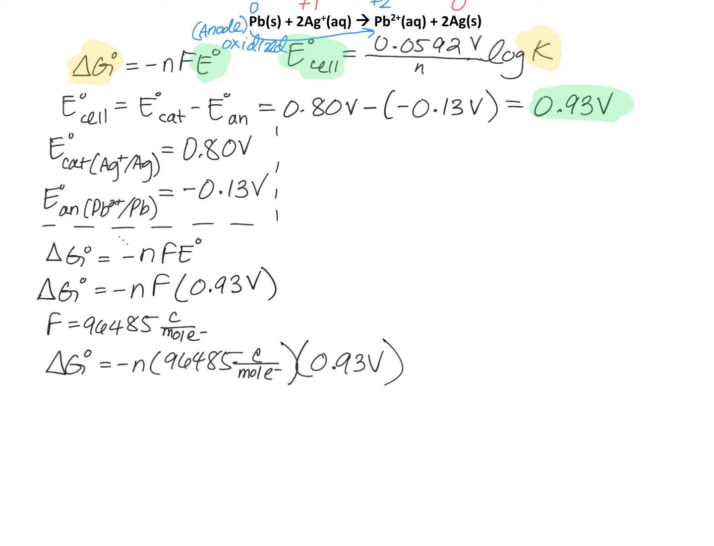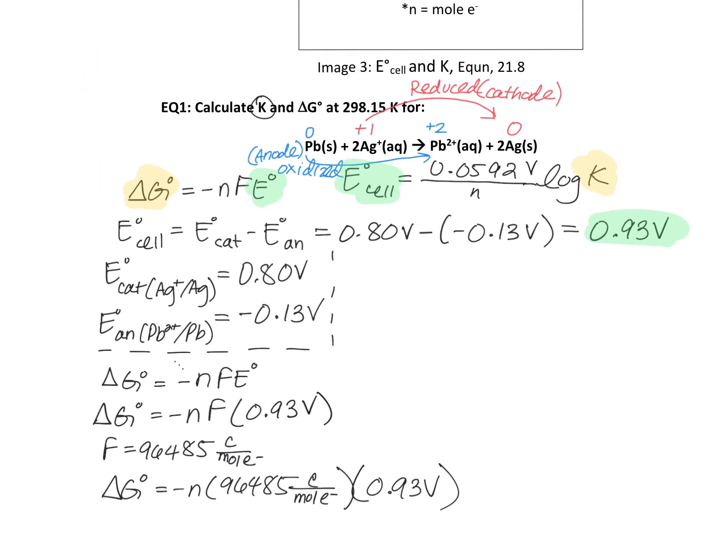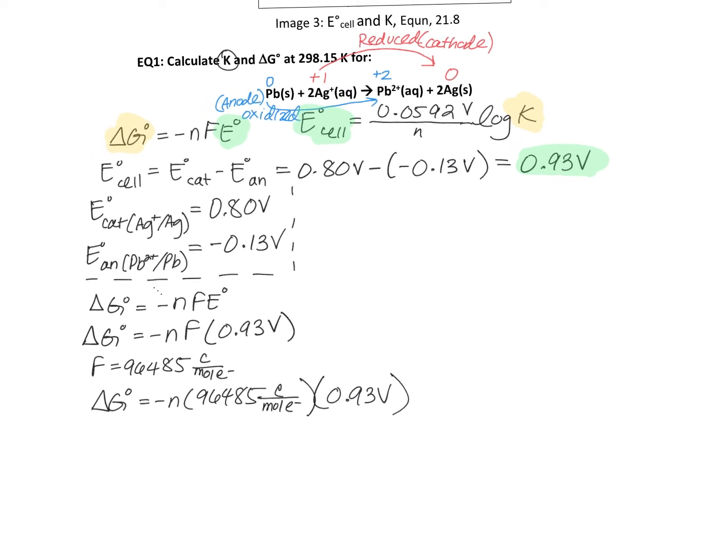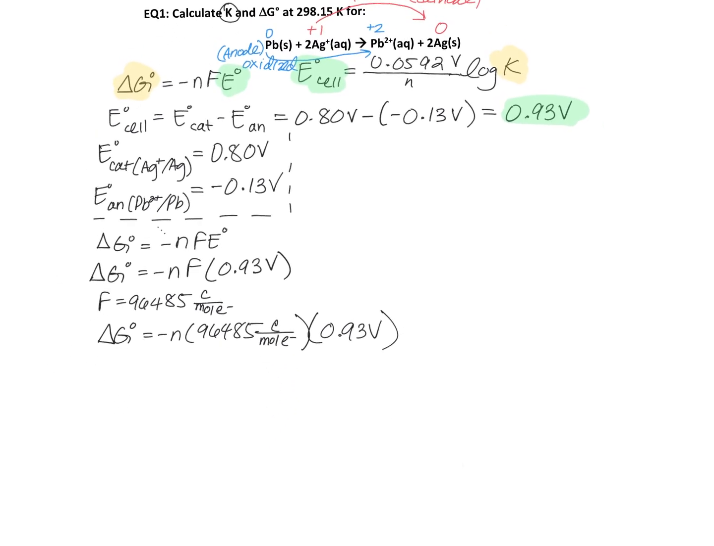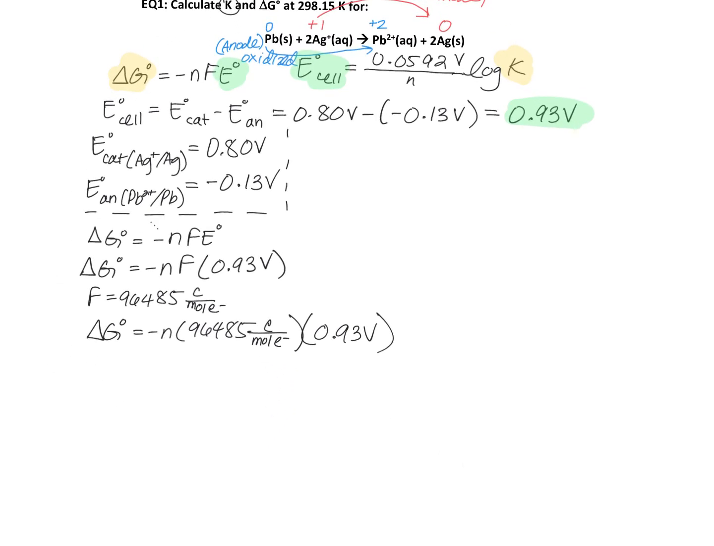So last but not least is finding what n is. The best way to find what n is, is to look at the two half reactions independently, in my opinion. But you might also be able to see that overall the number of electrons that are being transferred is 2. But let me just prove that to you.